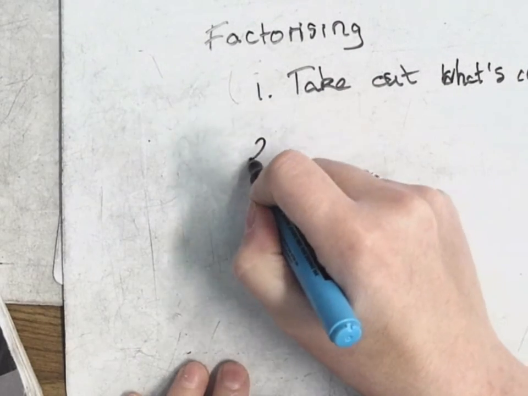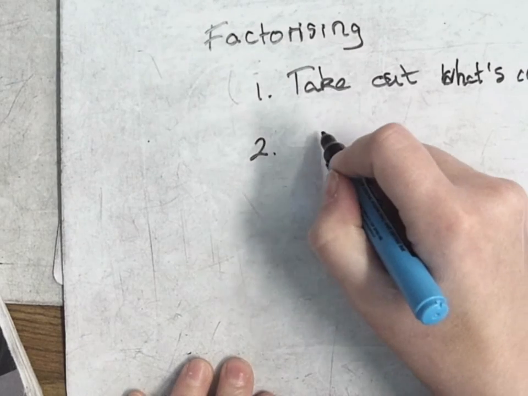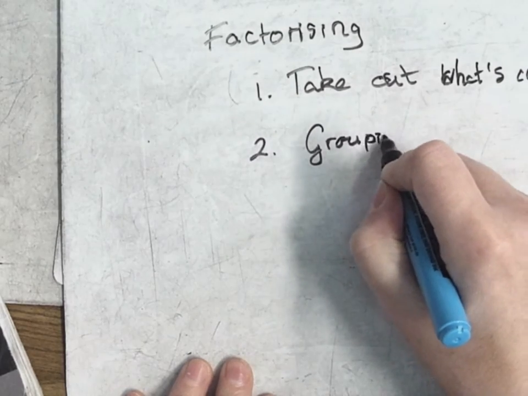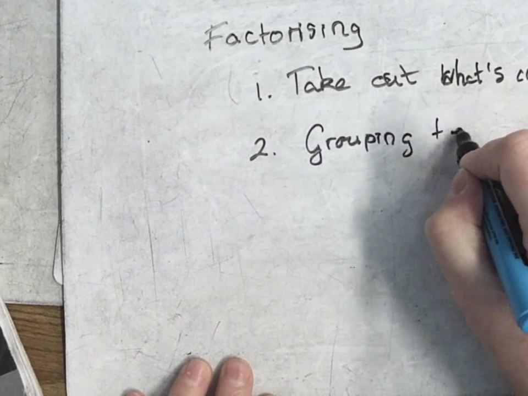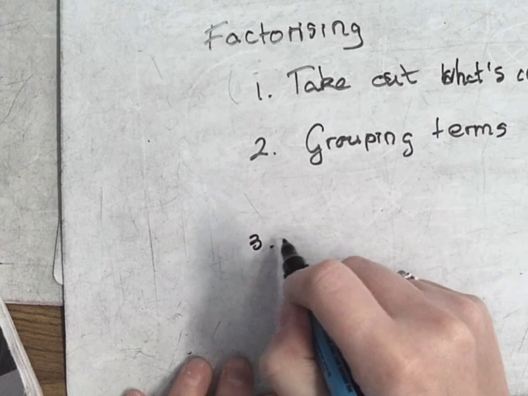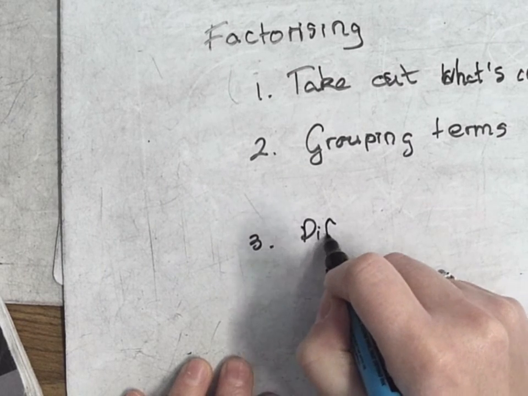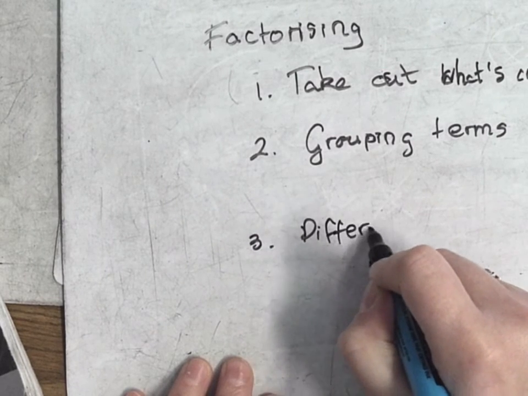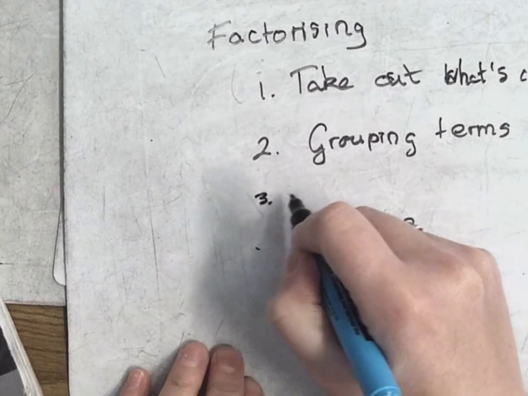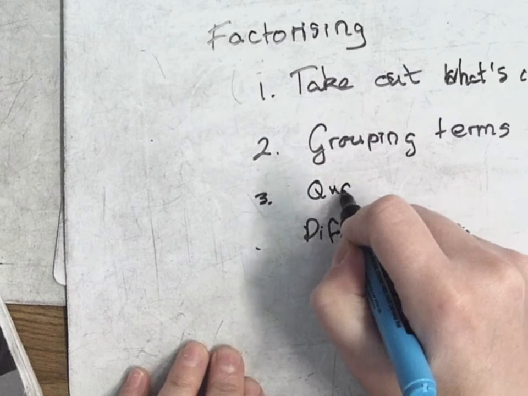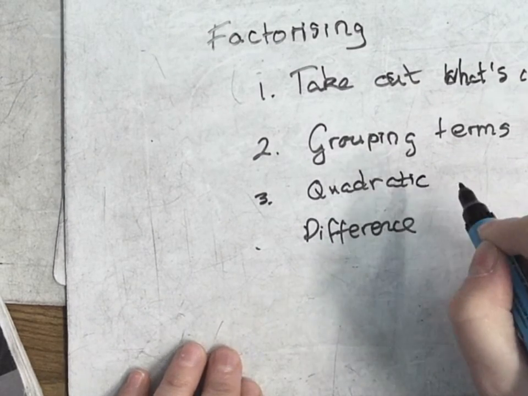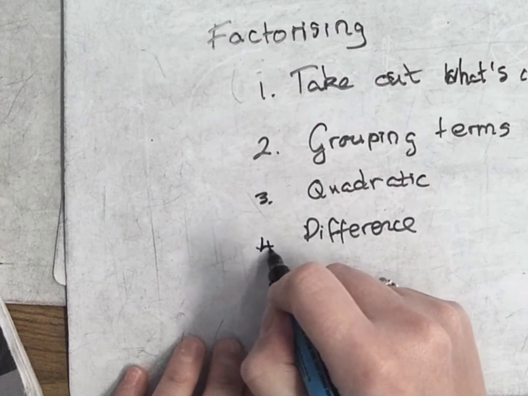And if it doesn't work, what do I do? If there's 4 terms, grouping. Difference of 2 squares. Do you know what? I'm going to put in quadratics next. Quadratics, you know, where you break up the number to get the factors that add or subtract to give you the middle number. You know that one? Difference of 2 squares.